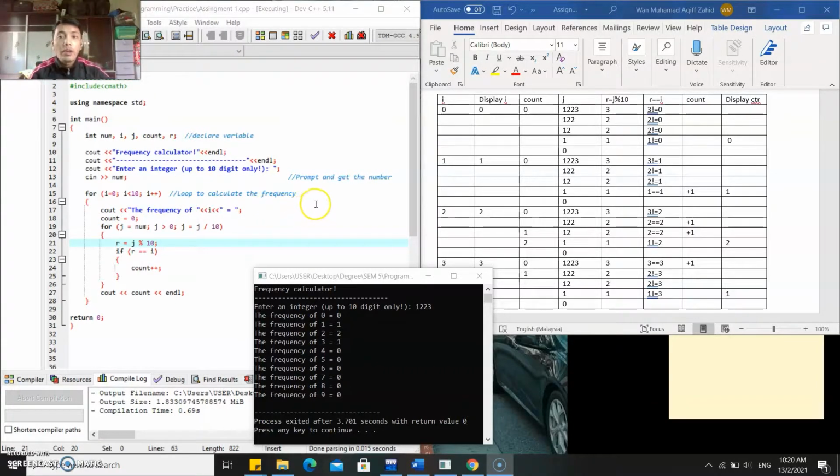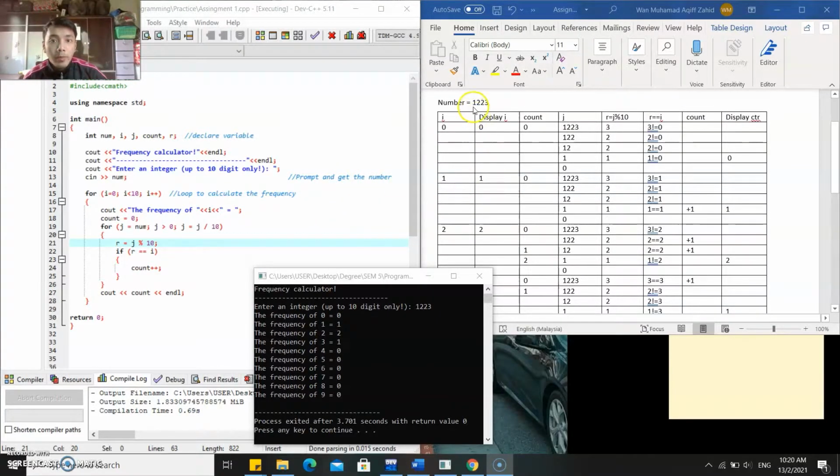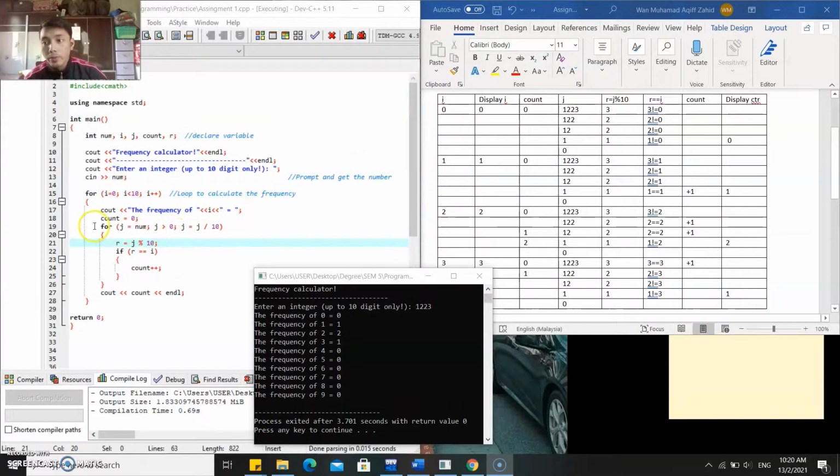So let's trace our loop. In this example, we use the number 1223. Let's go to our loop. According to this, for i equal to 0 until i is less than 10, then i plus plus. So for i equal to 0, we display the frequency of 0 is equal to, like this, and then we initialize count equal to 0.